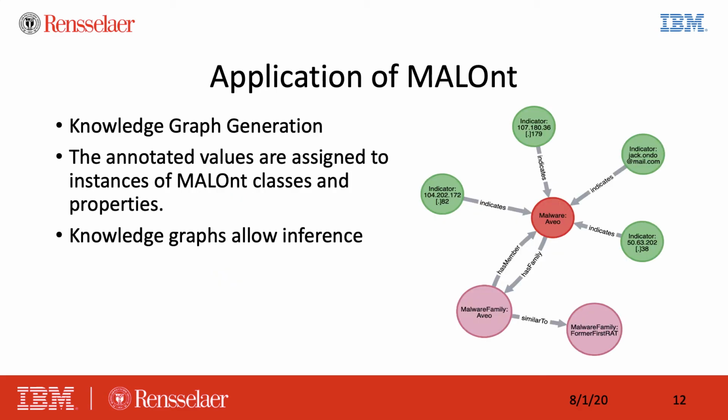So the annotated values are then assigned to instances of MALOnt classes. So each class has assigned instances and properties, which eventually leads to creation of knowledge graphs. And a snippet is given right in front of you. What it does is depict the modeling of threat data collected from reports using classes and properties from the MALOnt ontology.